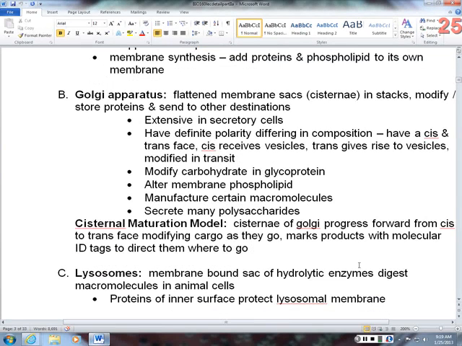So the cisternal maturation model looks at the cisternae of the Golgi as it progresses forward from the cis to trans phase, modifying the cargo as they go, and it marks products with molecular ID tags to direct them where to go. So it kind of puts the label on it so that when it exits your Golgi, it's not floating around randomly. It's got the instructions of where to send that protein.